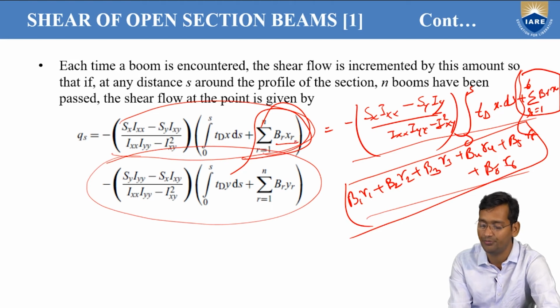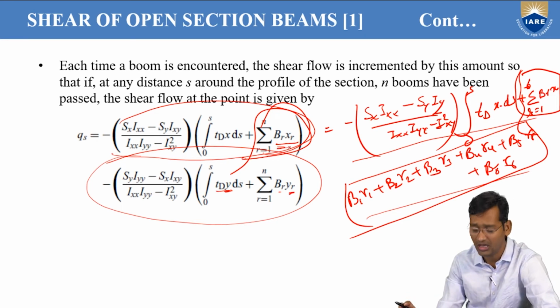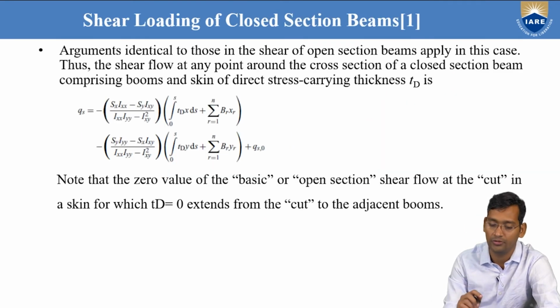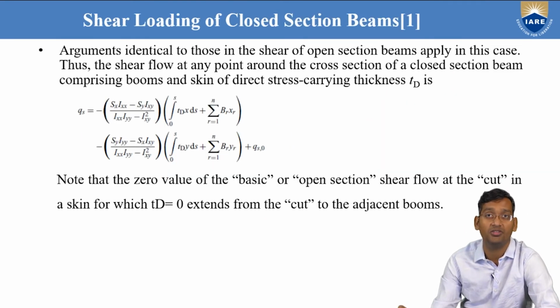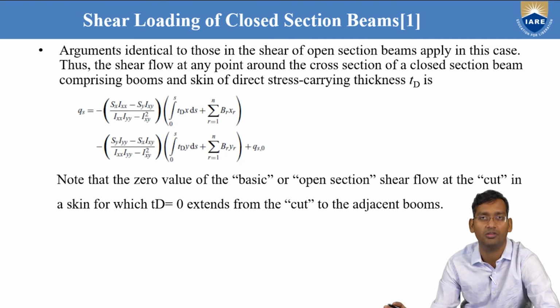So this is B_r x_r, this is B_r y_r, right? Because this is the y term, so B_r y_r. So again t_D y ds: here the y term is there, so B_r y_r, and here the x term is there, so B_r x_r. Now arguments identical to those in the shear of open section beam apply in this section. So whatever is there for that also applies.